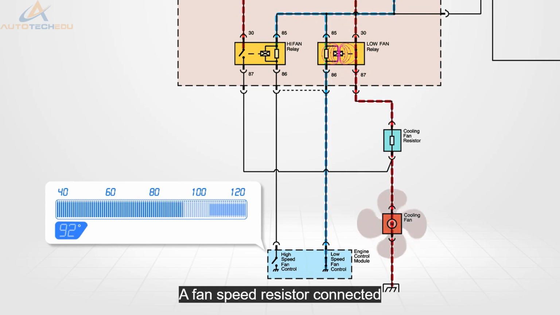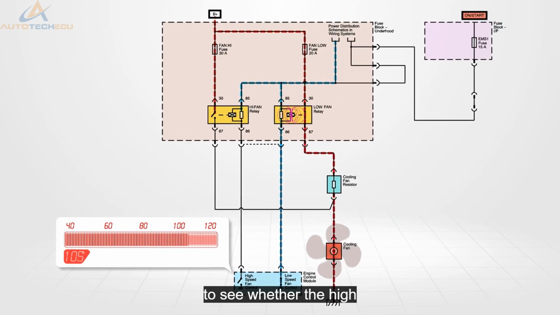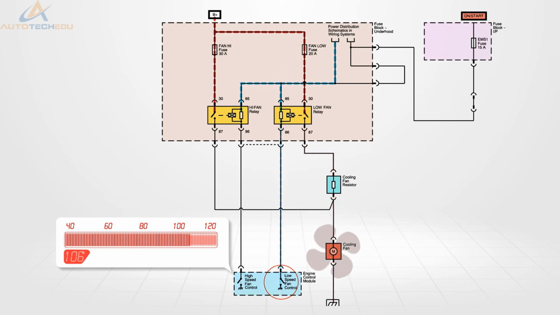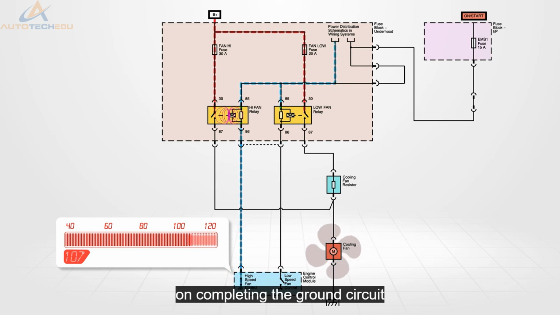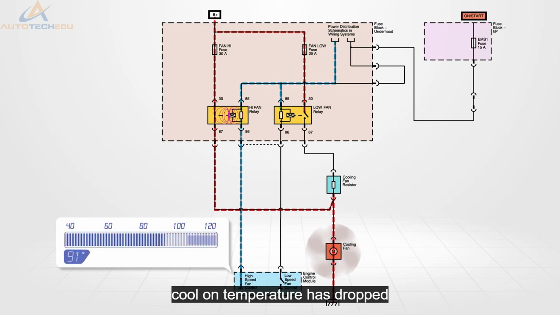A fan speed resistor connected in series causes the motor to turn at a lower RPM due to the reduced current flow. As engine load and coolant temperature increase, the ECM will look to the cooling map to see whether the high speed fan is now needed. The low speed driver turns off and the high speed driver turns on, completing the ground circuit for the high speed relay. Battery current now flows to terminal 87 and bypasses the fan speed resistor, allowing the motor to operate at a higher RPM. The high speed driver is commanded off once the coolant temperature has dropped to a predefined value. This opens the high speed relay contacts, removing current flow from the circuit.